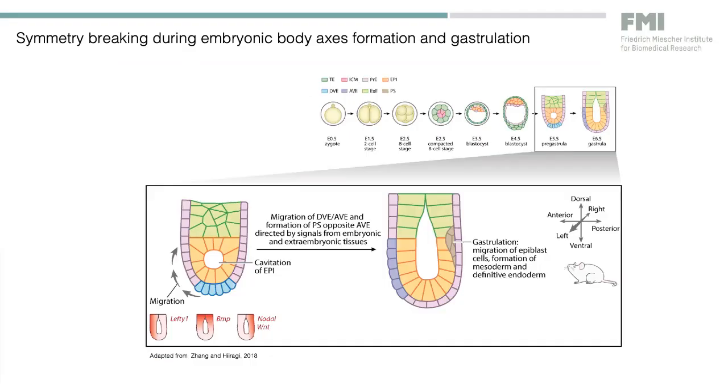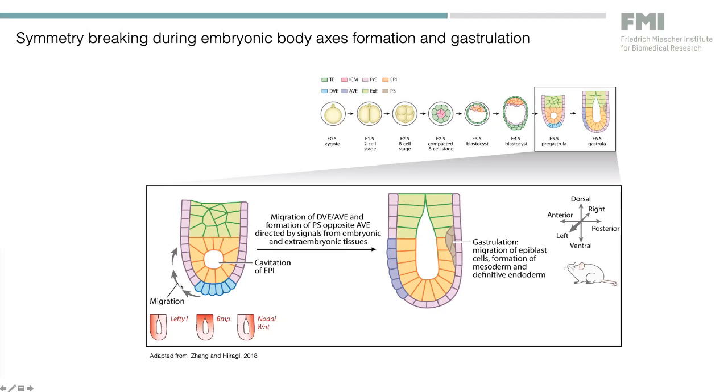And if we want to go at the first really symmetry breaking event during development, it is the formation of an anterior-posterior axis. And this happens between E5.5 and E6.5, with the formation of, here at the bottom, these cells that will start migrating up here, and this is gastrulation. So the migration of these epiblast cells and the formation of the mesoderm and the definitive endoderm.